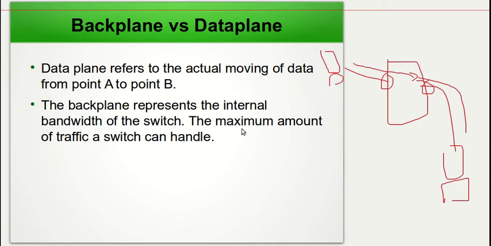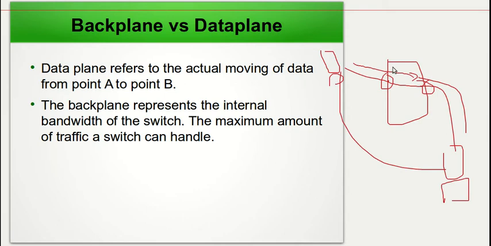Now, the backplane represents the amount of bandwidth inside the switch. And so the backplane defines how fast we can move data from one port to another port. The data plane refers to how fast we can move data from one device to another device, and that depends on the speed of the ports.